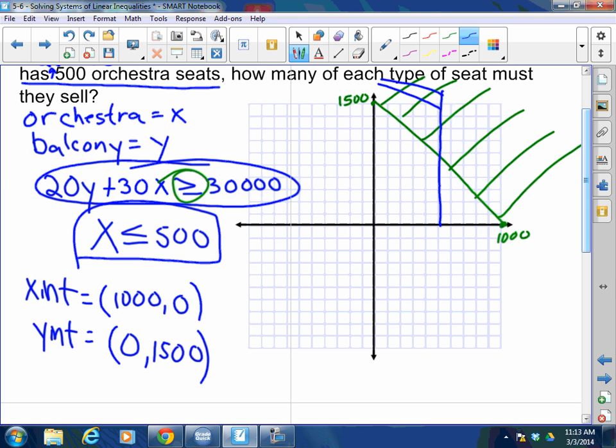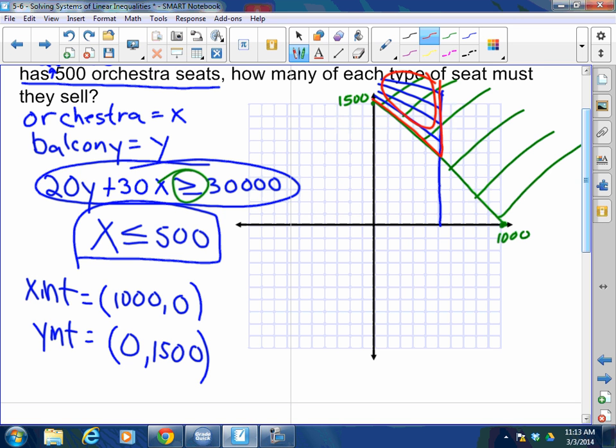So, what are my possible solutions? This little piece right here. Anything in here will be a solution. Talk to me, my friends.